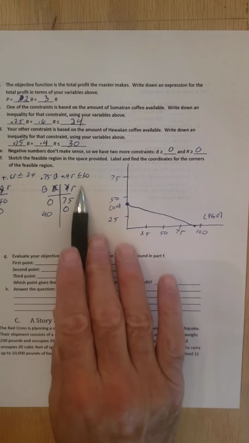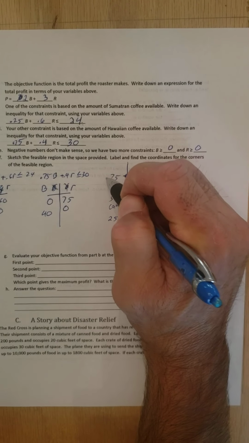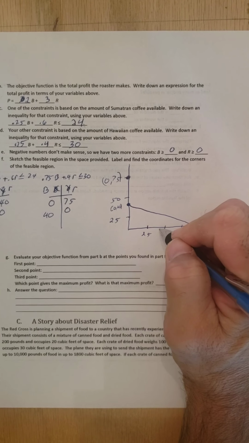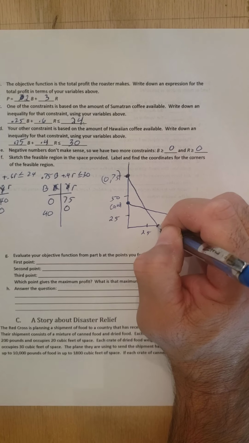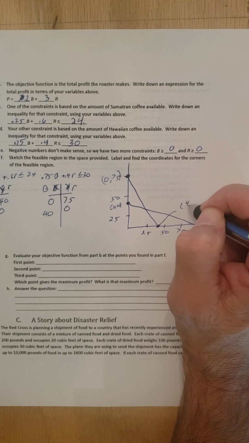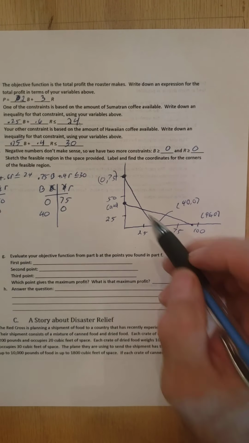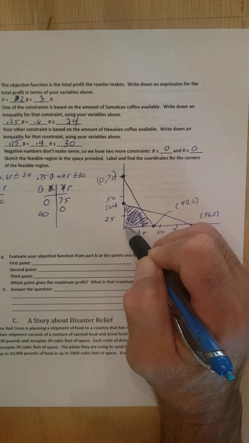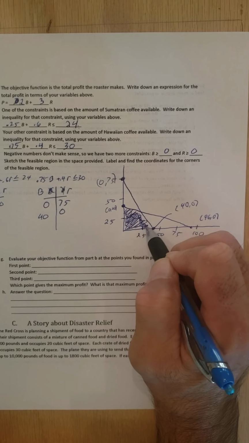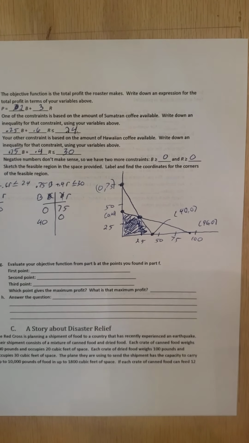Okay. When I go to graph this second constraint, 0 and 75 is way up here. And then 40 and 0 is like right here. Okay. So this is the point 40, 0. I have to shade lower than all of those. So again, I get this nice little trapezoid down in here. Okay. So I need to find this point of intersection.